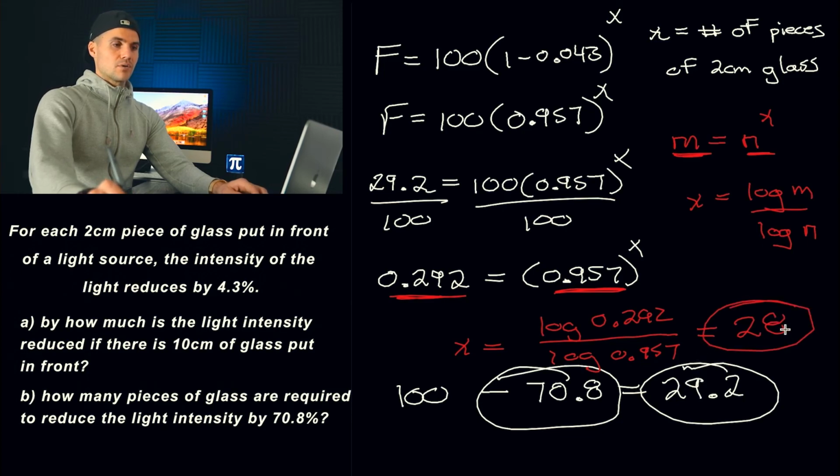All right, so it takes 28 pieces of 2 centimeter glass for the light intensity to be reduced by 70.8%, or to be reduced to an amount of 29.2%. And that is the end of the video.